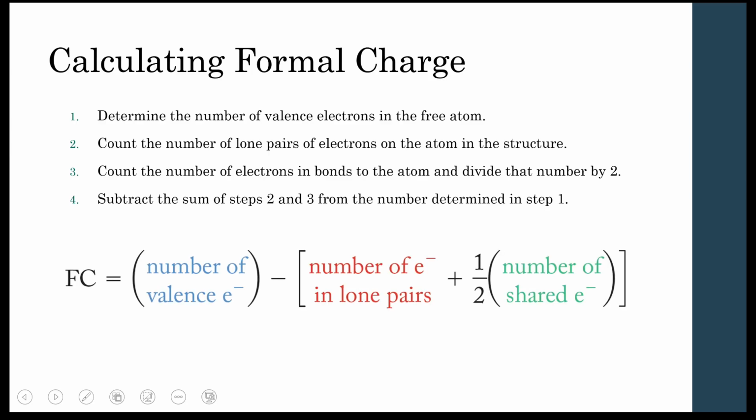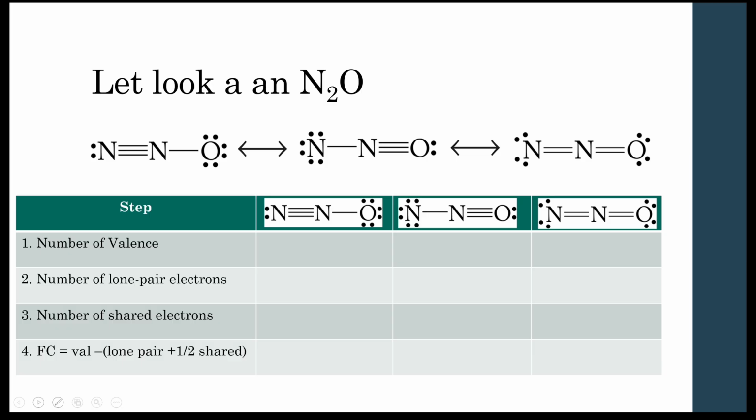So here's how that formula will look. For any particular atom, the number of valence electrons minus the number of electrons in a lone pair plus half of the shared electrons. So the best way to do this is really just to dive into an example. Okay. So in this example, we are going to calculate the formal charge on each of the atoms in this first structure. Okay. So I'm going to make another secondary table.